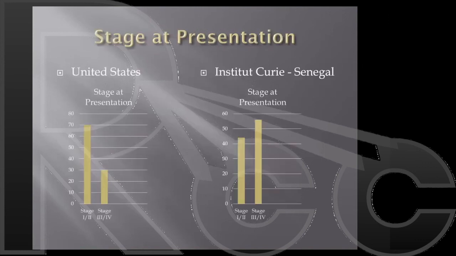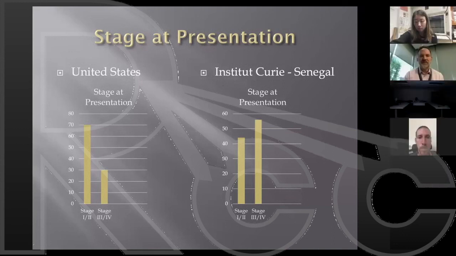Looking at stage at presentation, in the United States, most patients nowadays, because of screening and Pap smear, et cetera, show up with localized disease, about 70%, and 30% present with stage 3 and 4. This is a sample of a lower middle income country at Institute Curie in Senegal. Only about 40-45% of patients present with stage 1 to 2 disease, and over 50% present with locally advanced or metastatic disease. It's a really important group of patients that you're not going to cure without radiation.